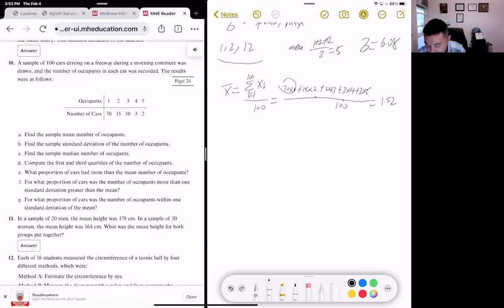So we have 70 cars with 1, the 70 times 1. We have 15 cars with 2 occupants, 10 cars with 3, 3 cars with 4, 2 cars with 5 occupants. So that's the total number of occupants in these 100 cars. And divided by the number of cars, which is 100, so that's 1.52.